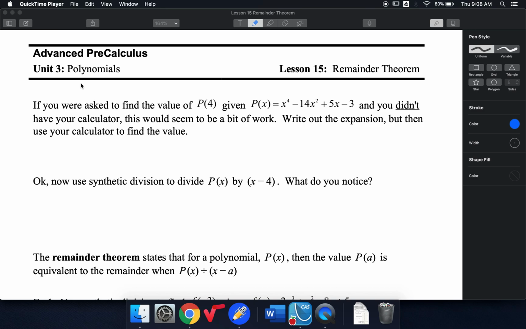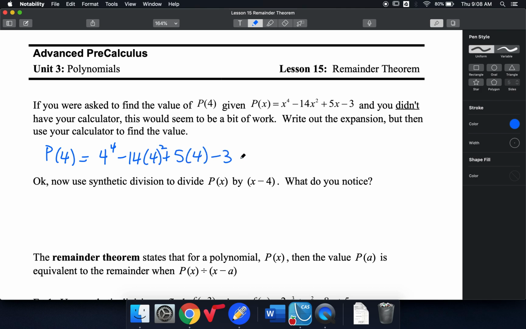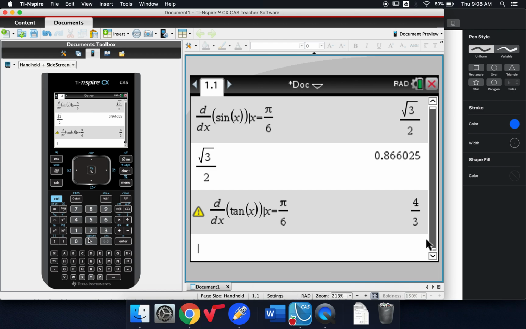I'm going to talk to you today about the remainder theorem. So if we were asked to calculate p of 4 given this quartic polynomial and we didn't have our calculator, it'd be super annoying. So if I was going to do that, I would do p of 4 is 4 to the 4th minus 14 times 4 squared plus 5 times 4 minus 3. This especially is a lot of just calculation that I don't want to be doing over on the side of my page. So now let's say we do have our calculator, so we can come and calculate it.